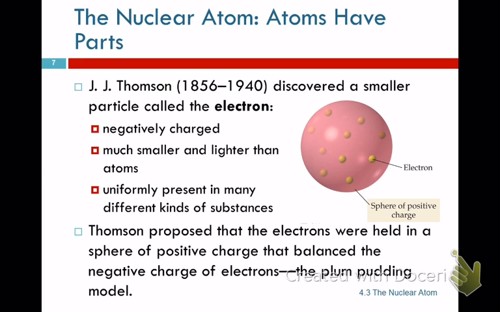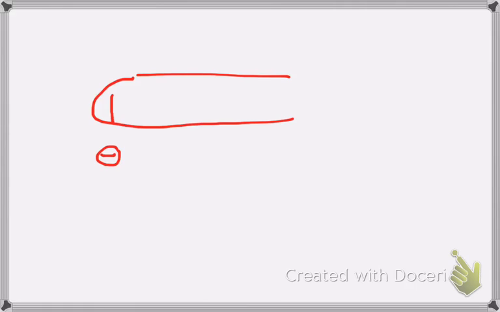There was a guy named J.J. Thomson, and he used what's called a cathode ray tube. So let me sketch out what a cathode ray tube is. It's very simple, actually. You take a negative electrode, and then a vacuum. And a positive electrode. So this one's negative, and this one's positive.